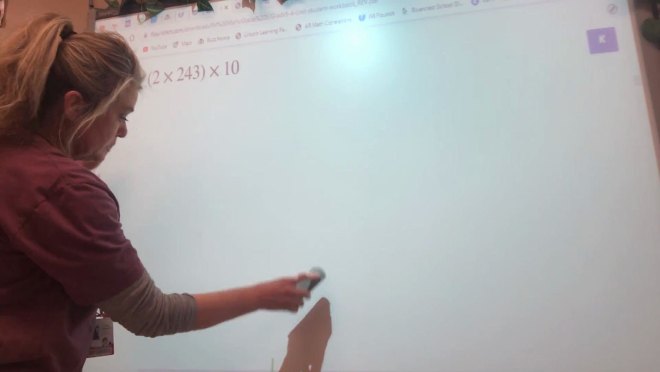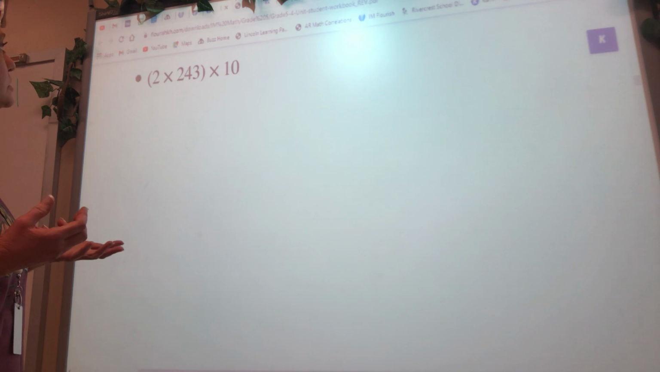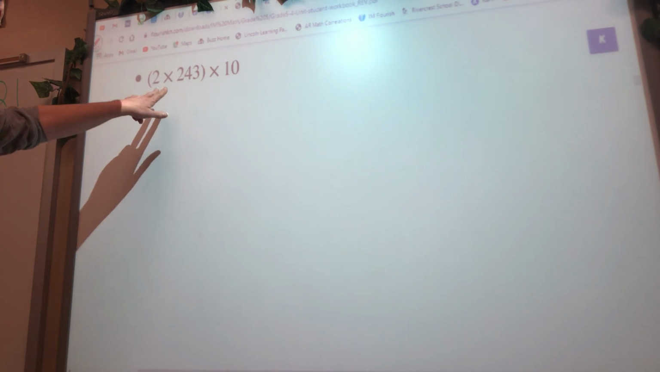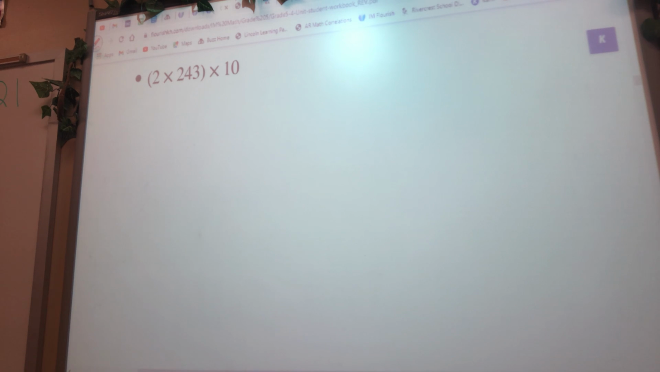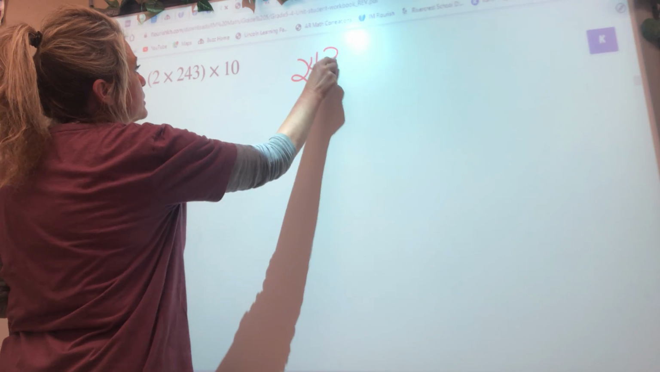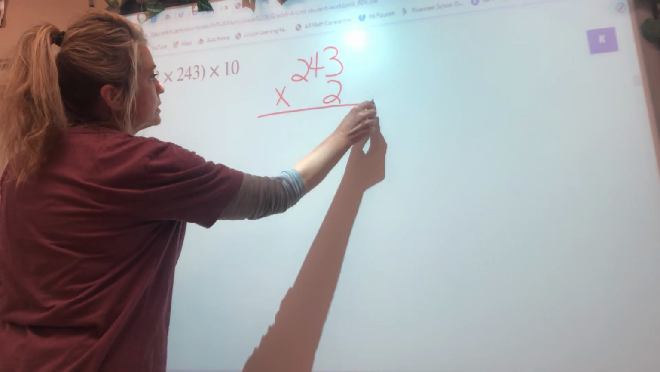Okay, now this one, we're still working with 1 power of 10, but inside our parenthesis, we have 2 numbers and none of them are 0, so that's not a power of 10 number, but we would still multiply what's inside the parenthesis first. So we would have 243 times 2.